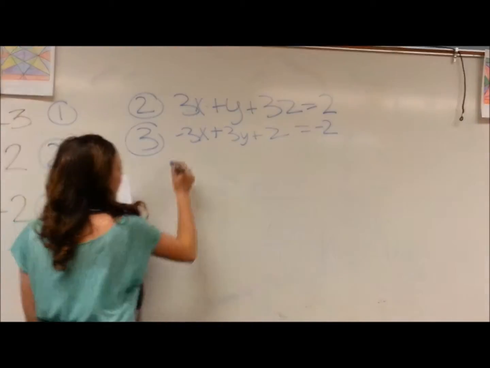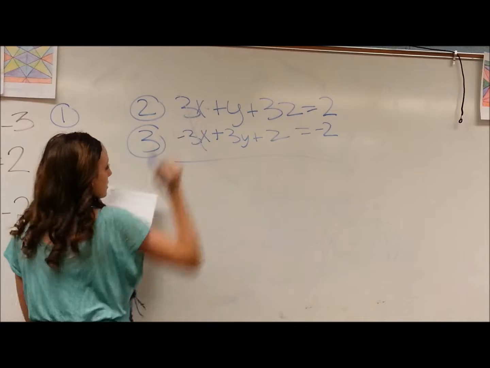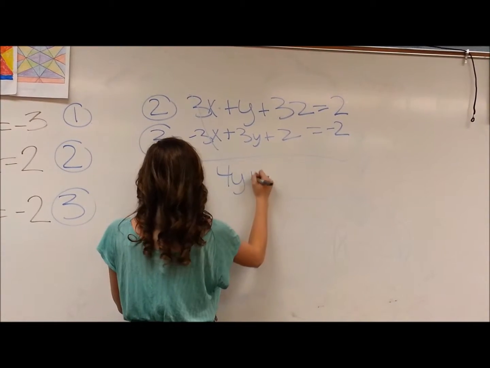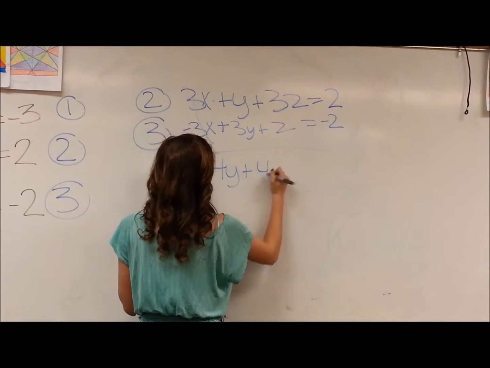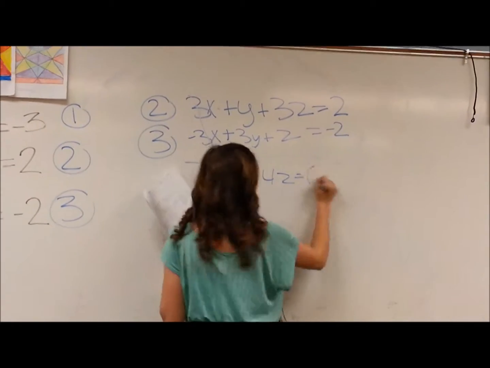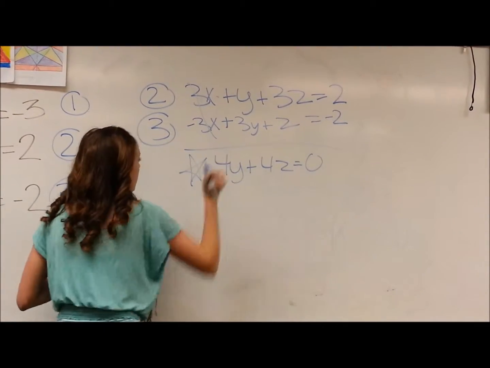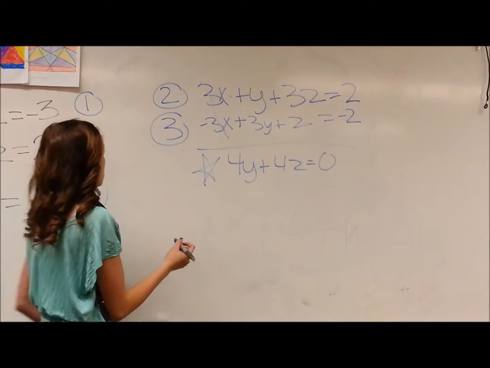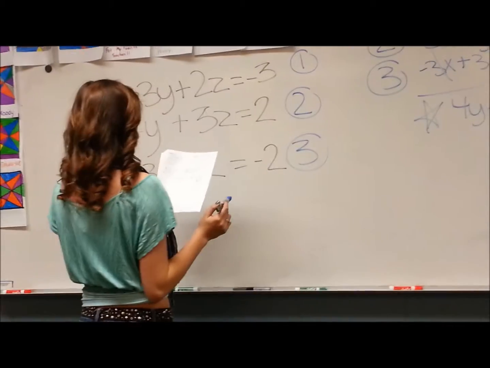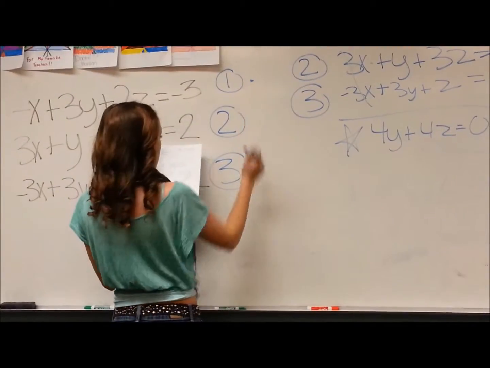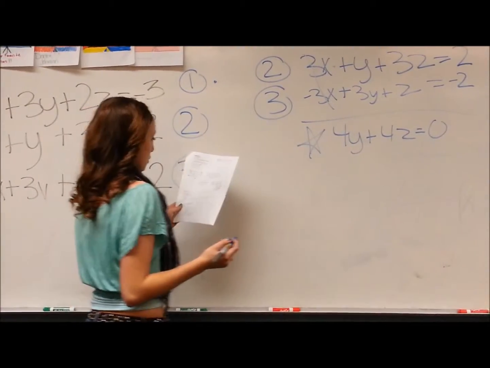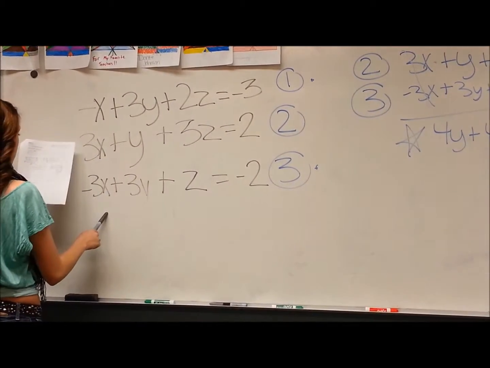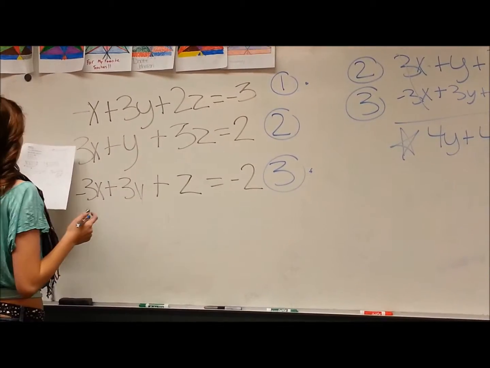Alright, and then we're going to eliminate the 3's, and it's going to be 4y plus 4z equals 0. You're going to star this equation. Then you're going to have to eliminate the same variable for the next two equations. So in this case, we chose to use 1 and 3. Because 1 isn't equal to 3, you're going to have to multiply 1 by negative 3.